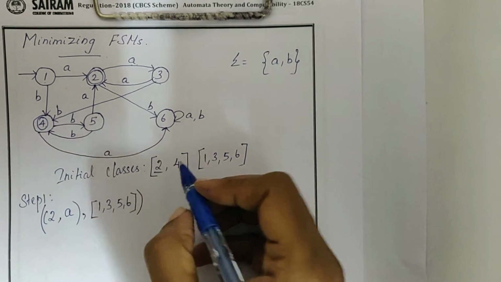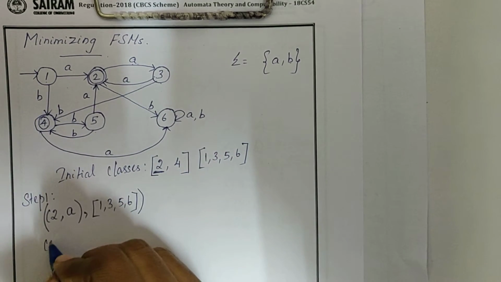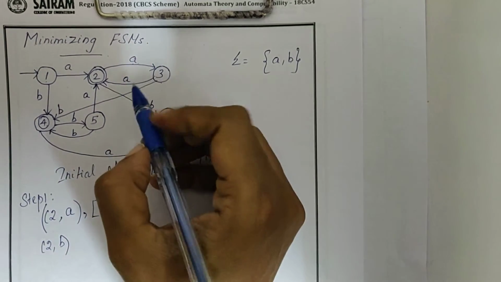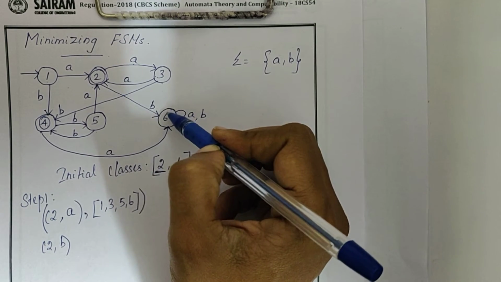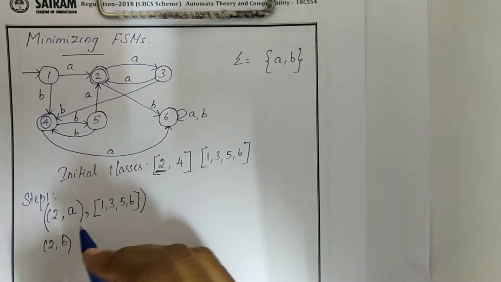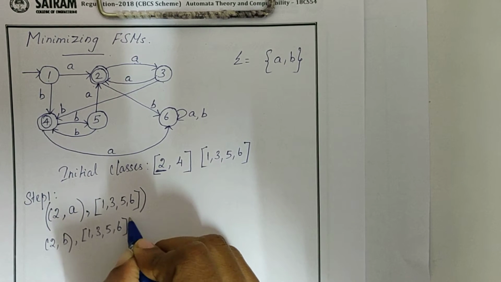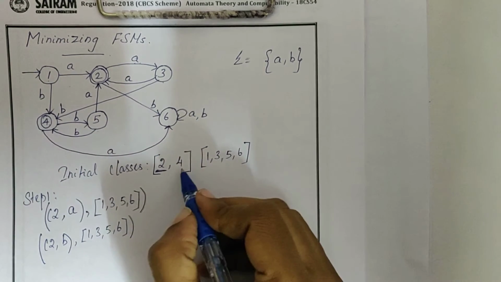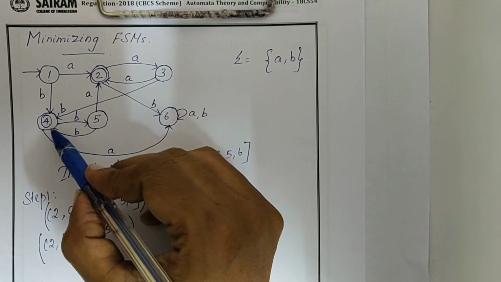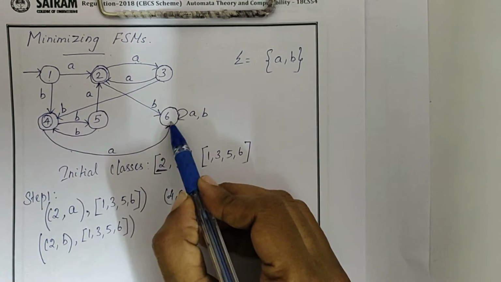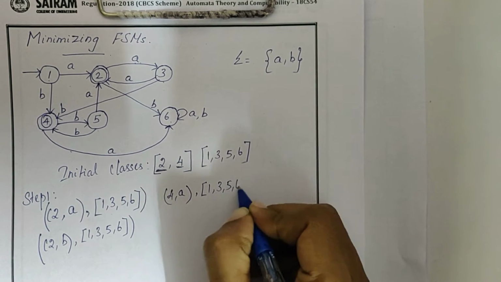Next, for the same state, the next alphabet B. 2 comma B. Check, when 2 takes B input, where it is moving: 6. 6 is in which class? 1, 3, 5, 6. So I'll write my class 1, 3, 5, 6. Next, 4 comma A. When 4 takes A, it is moving to 6. So the class is 1, 3, 5, 6.